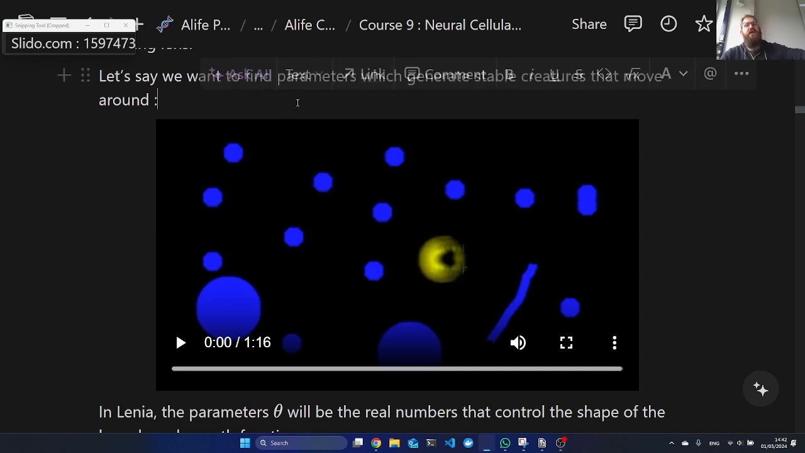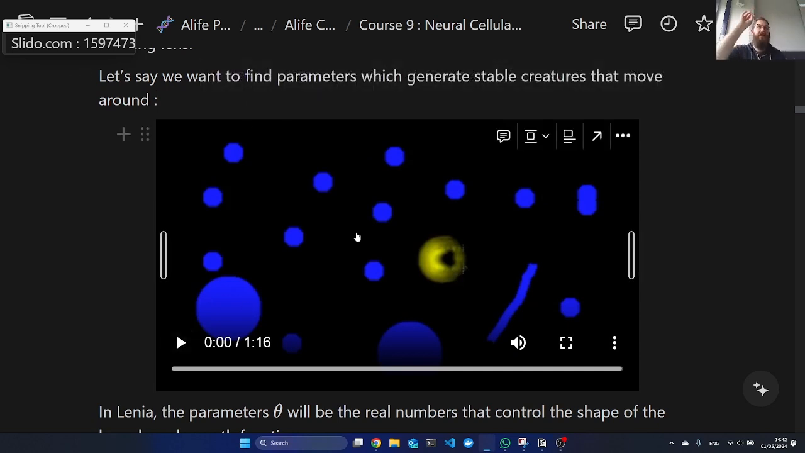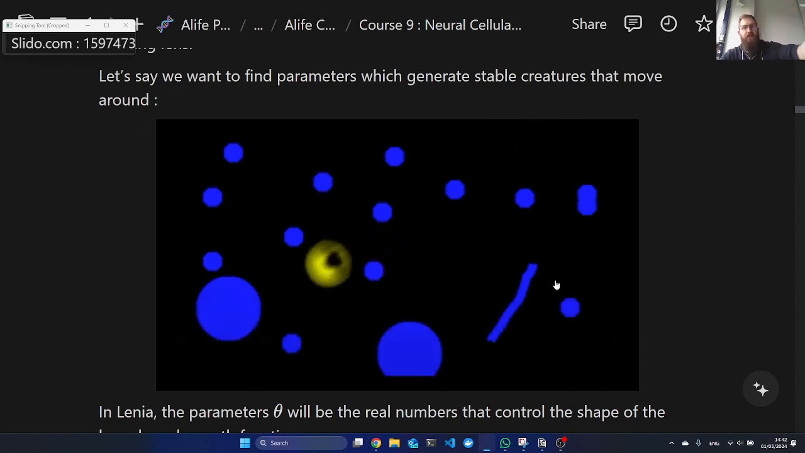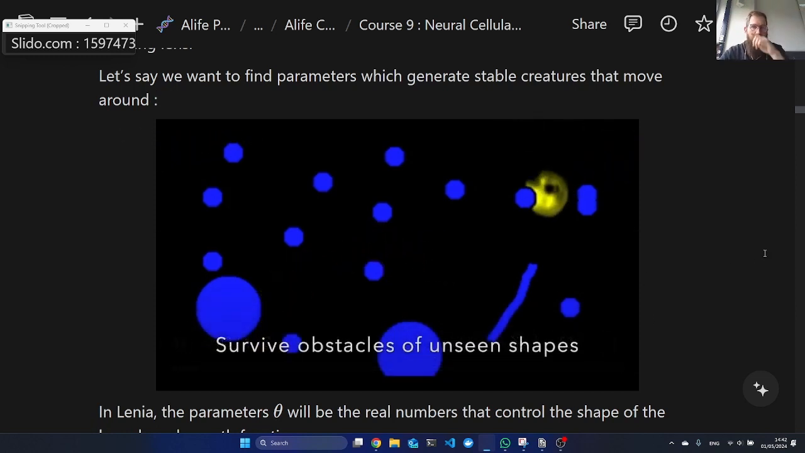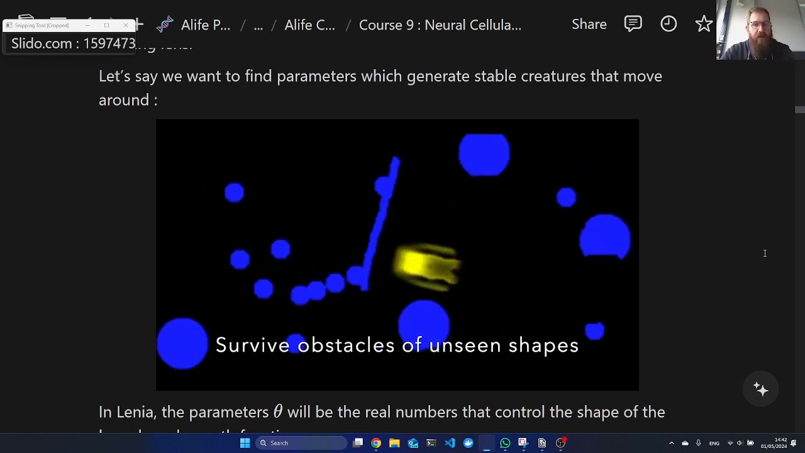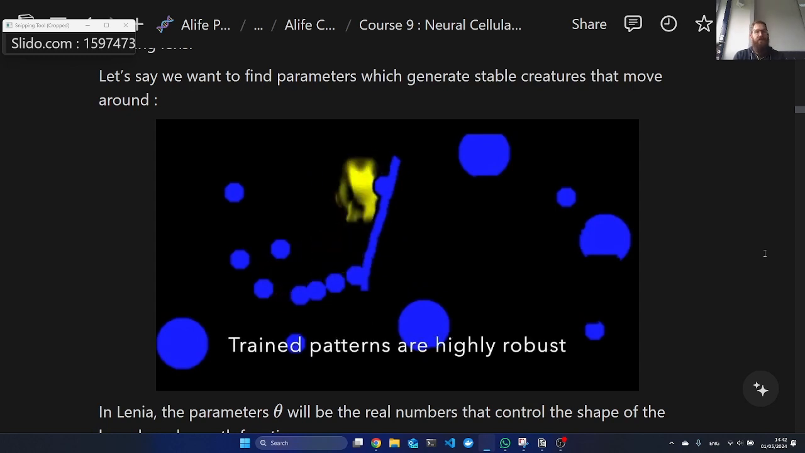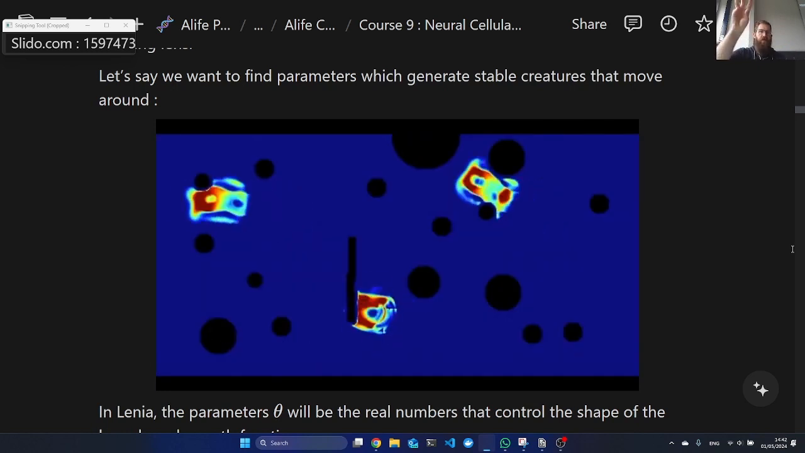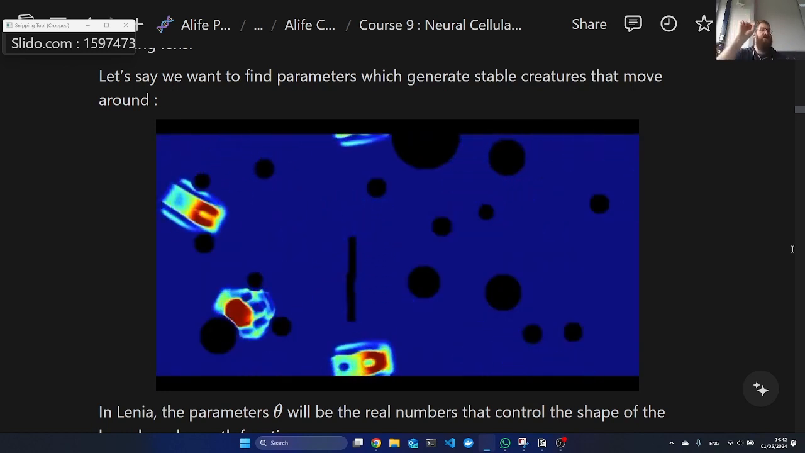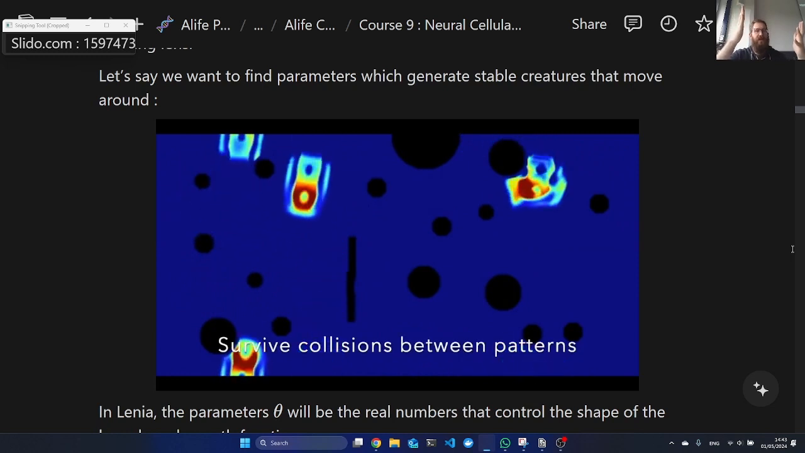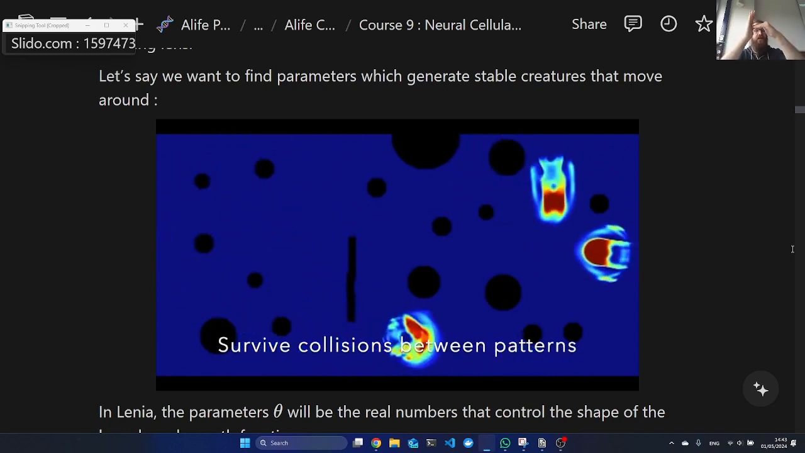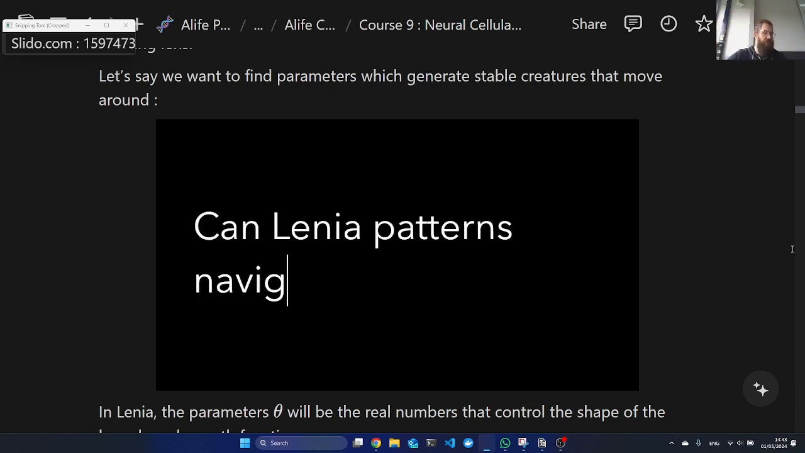So what we want to do is find some parameters for Lenia that generate creatures which are stable and that move around in some predefined direction. This is an example of a paper that I linked in the references, where they took Lenia and trained it exactly for this purpose. So they trained it to be very stable and to be able to navigate these environments where the blue things, or here the black things, are essentially walls. They're walls in the sense that anything that comes in contact with them is set to 0.